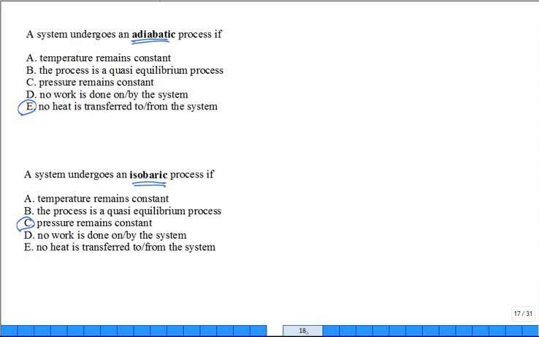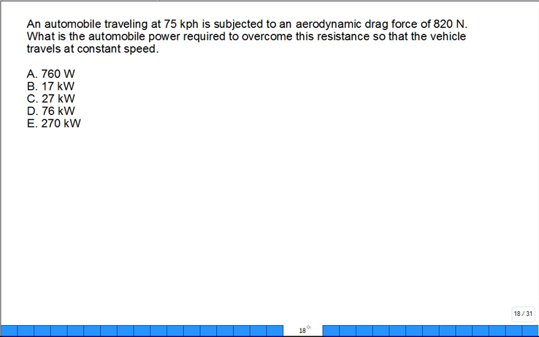So let's press on. An automobile traveling 75 kph. What is kph? Kilometer per hour. Subjected to an aerodynamic drag force of 820 newtons. What is the automobile power required to overcome this resistance so that the vehicle travels at constant speed?